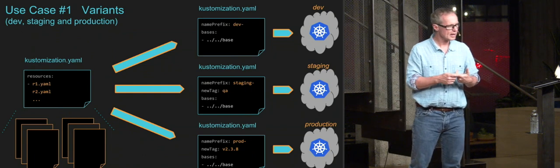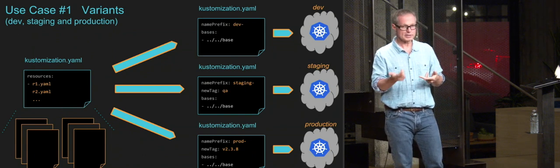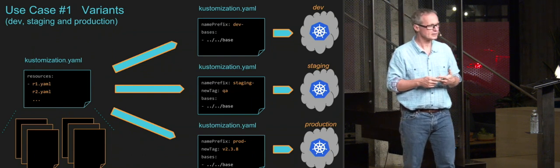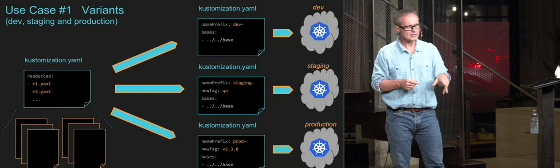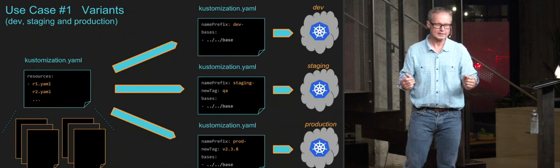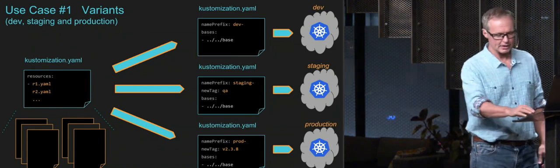I've also listed that in staging, I'm going to use a different tag, and in production, I'm going to use a specific tag, like I want to use exactly this version because I'm going to comply with Sarbanes-Oxley and so forth. And each one of these files is referring to a base. You see this dot, dot, slash, dot, dot, base thing. And this is going to come from this recommended file layout that I'm using.